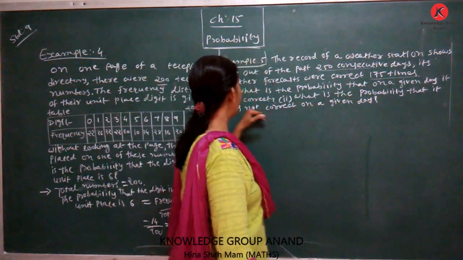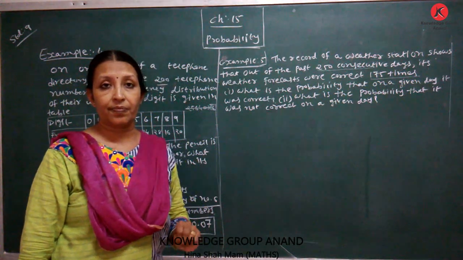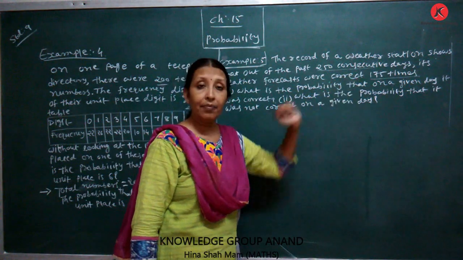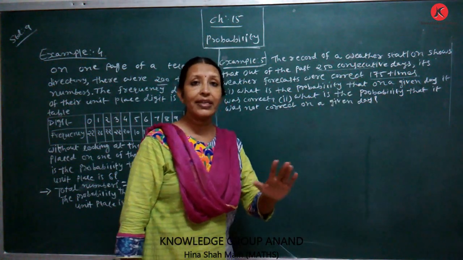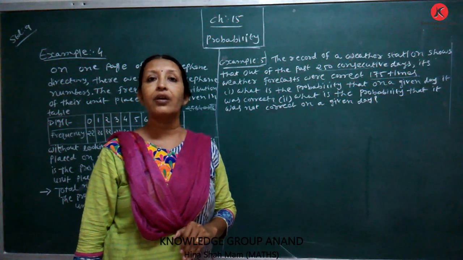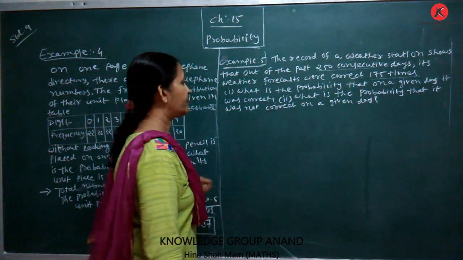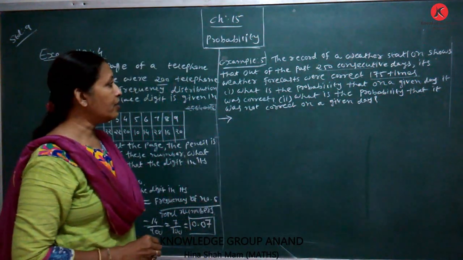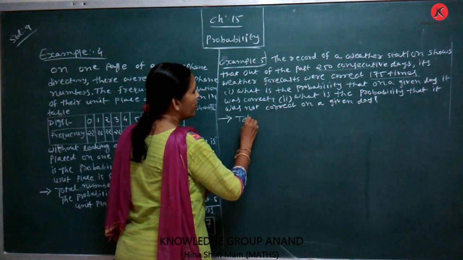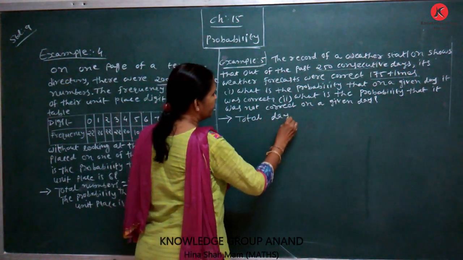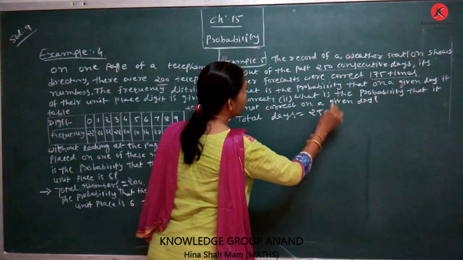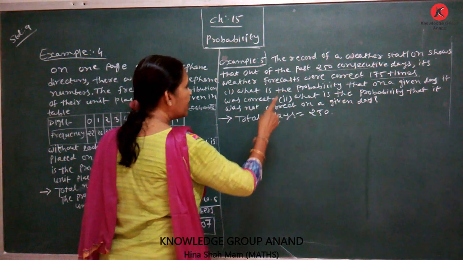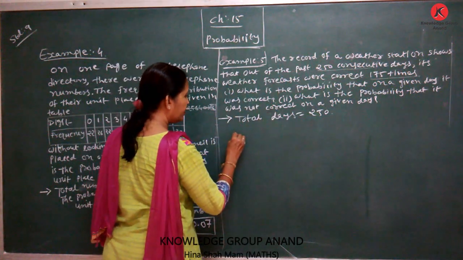What is the probability that it was not correct on a given day? Not correct days are 250 minus 175: total days minus correct days gives the not correct days. Here is our solution. Total days is equal to 250. How many days? 250 days. The weather forecasts were correct.